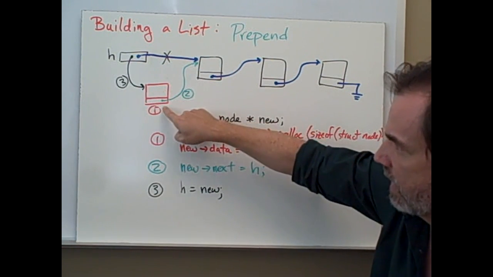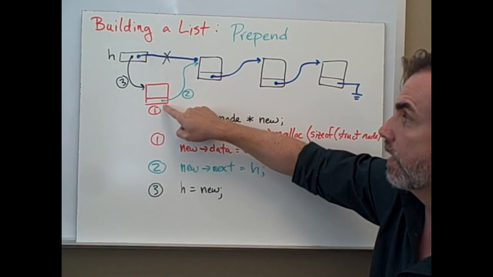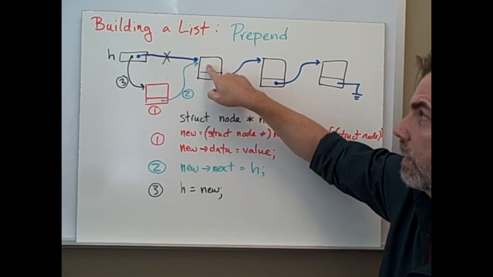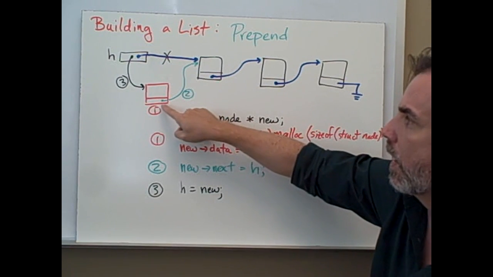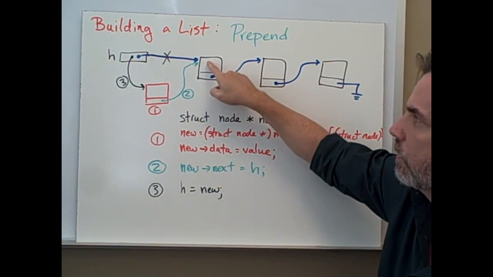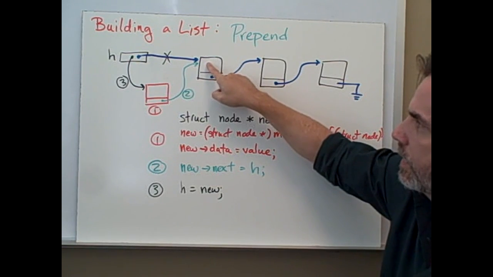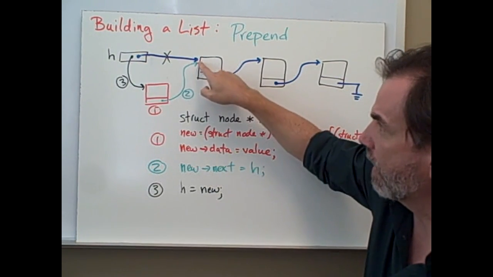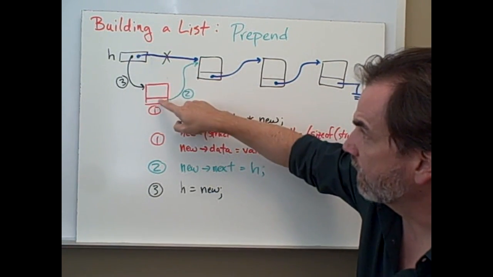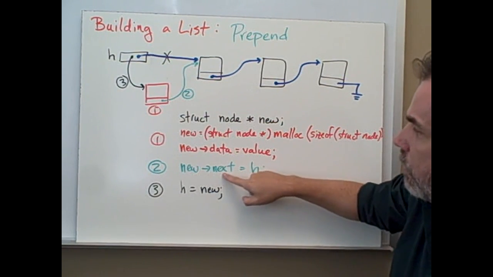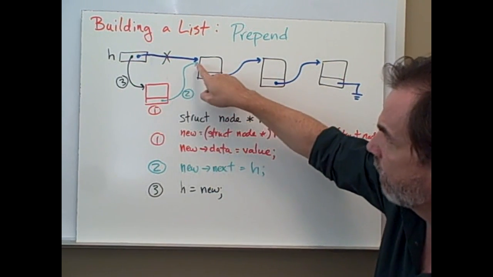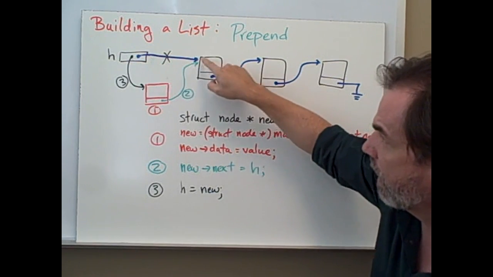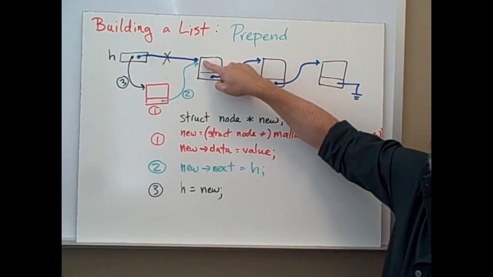Well, if this is going to be at the front of the list, then the node after this will be the old front of the list. So we want this next field to point to this guy, which is the original head of the list. Well, this value here, H, contained a pointer to that, so we can just copy this value into here, and now with new next equals H, now the green arrow and the blue arrow both point to this original head of the list.